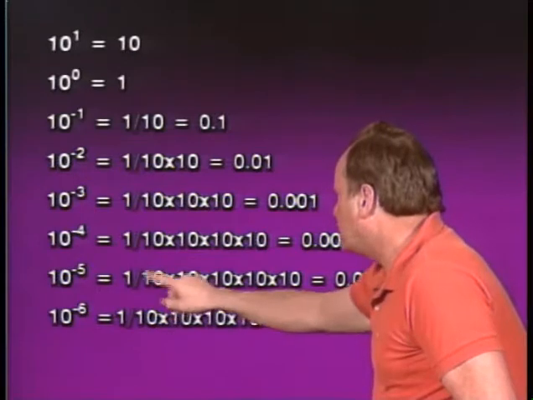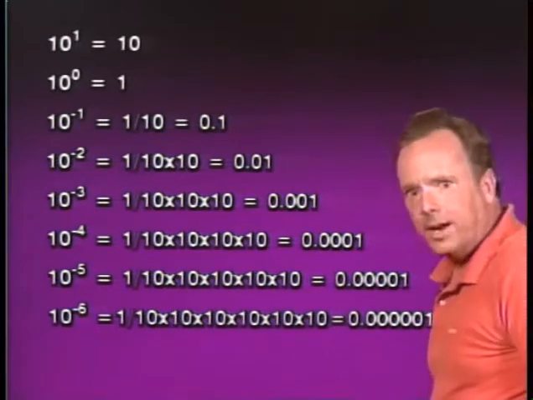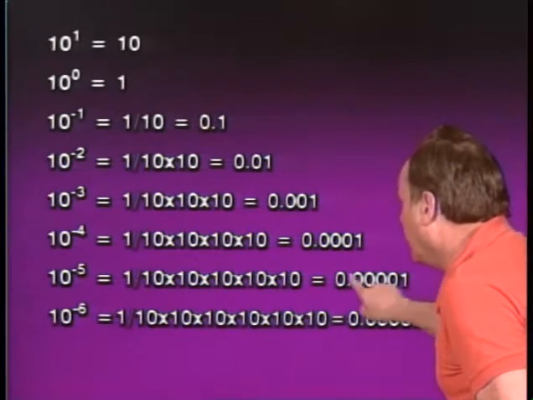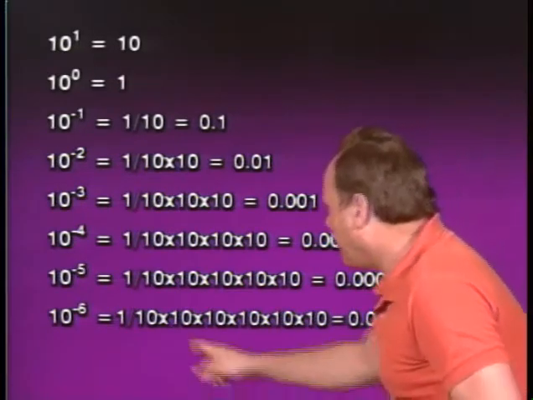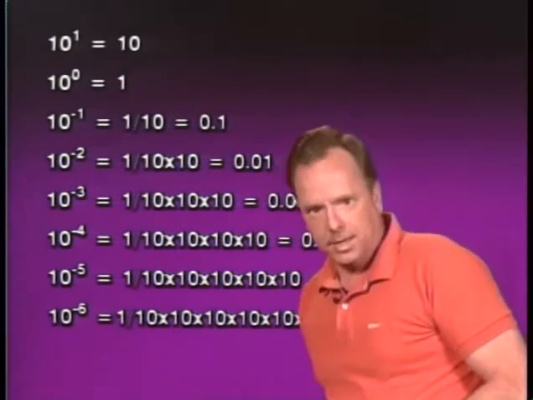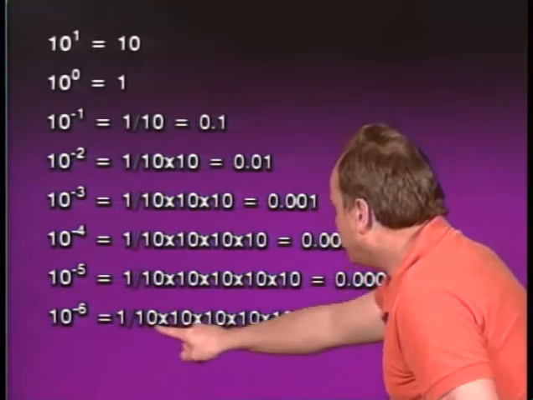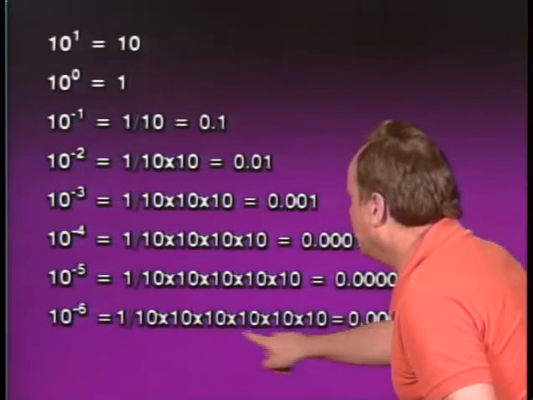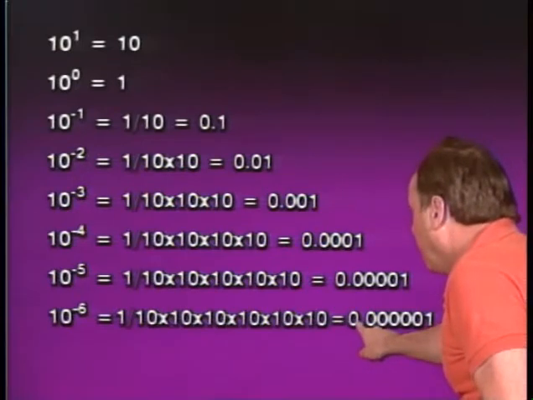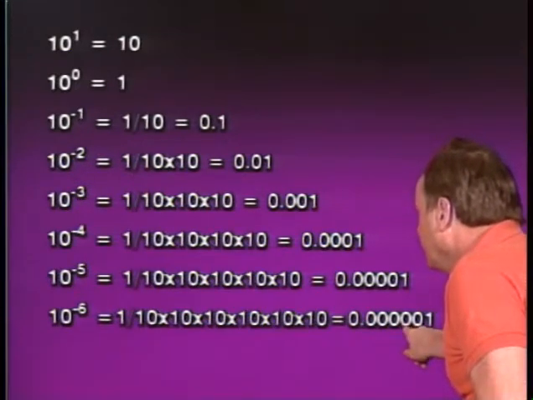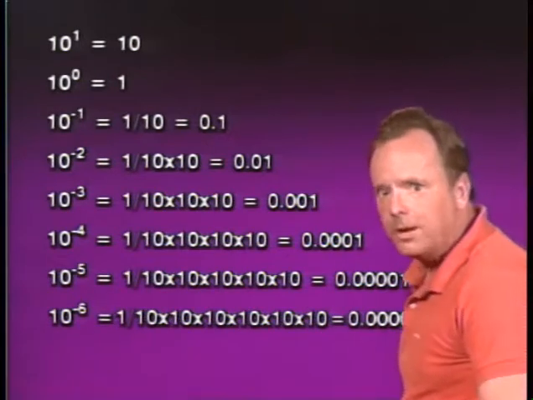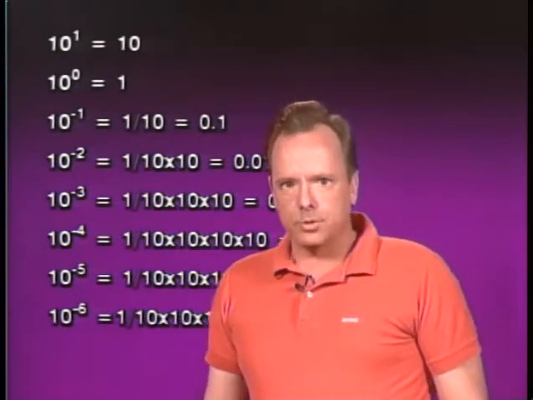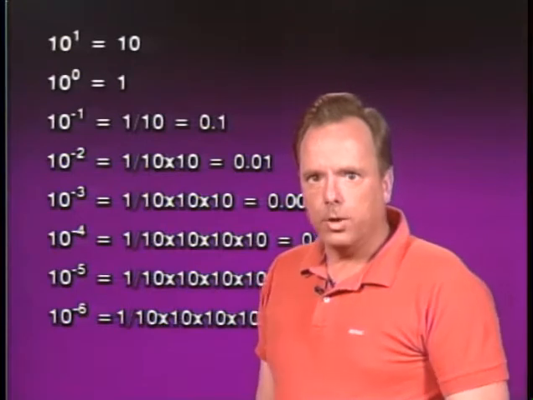10 to the minus 5 is 1 divided, and you do it 5 times. If you want to count up, it's the fifth number after the decimal point. 1, 2, 3, 4, 5. You got it, see, nothing to it. And finally, 10 to the minus 6 is 1 divided by 10, 6 times, and it's 0.000001, and that's the sixth number after the decimal point. Now, you're going to find that comes in extremely handy as we work around here.